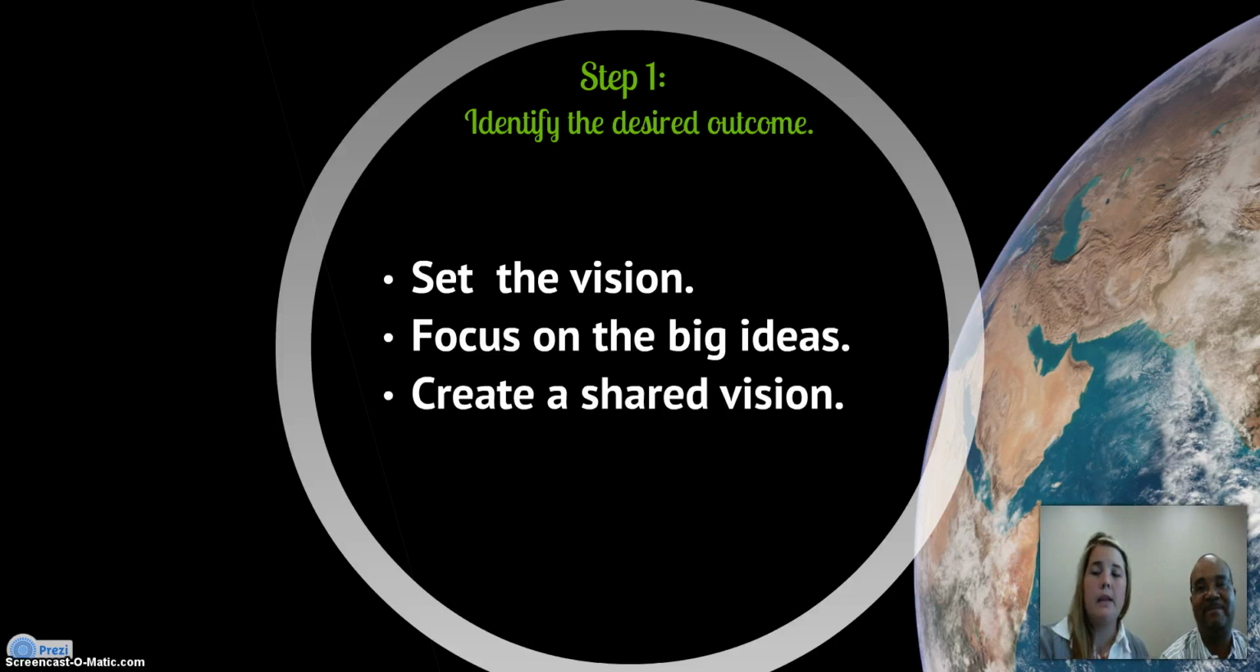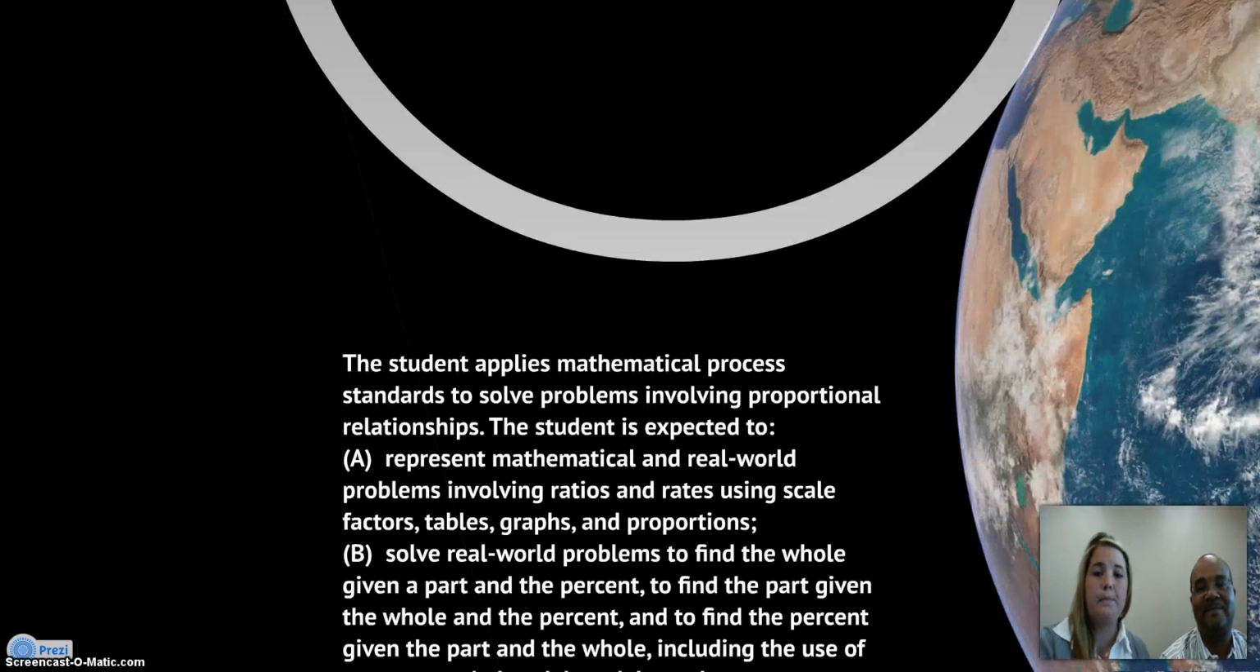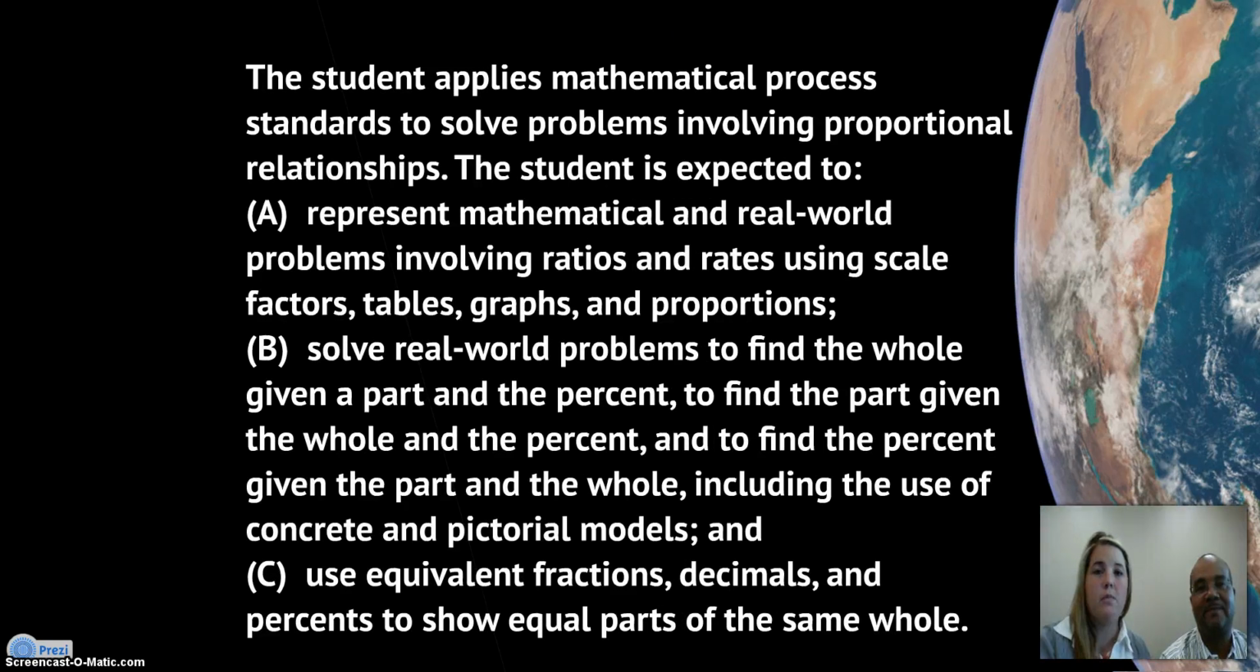For today, we're going to be looking at some sixth grade math TEKS. The student applies mathematical process standards to solve problems involving proportional relationships. The student is expected to represent mathematical and real-world problems involving ratios and rates using scale factors, tables, graphs, and proportions. Solve real-world problems to find the whole given a part and the percent, to find the part given the whole and the percent, and to find the percent given the part and the whole, including the use of concrete and pictorial models, and to use equivalent fractions, decimals, and percents to show equal parts of the same whole.